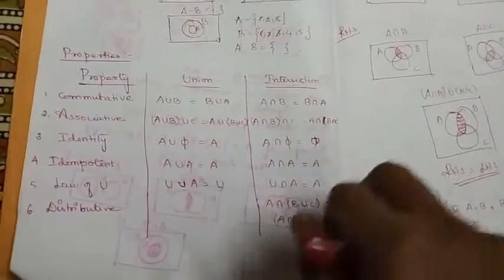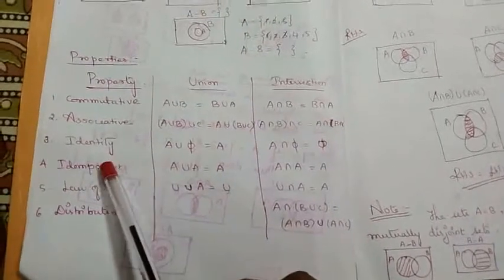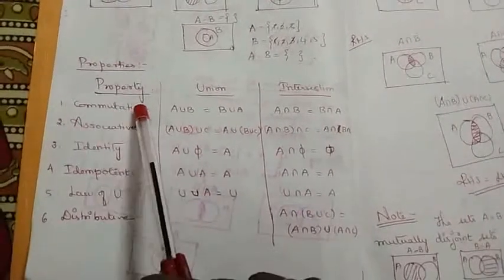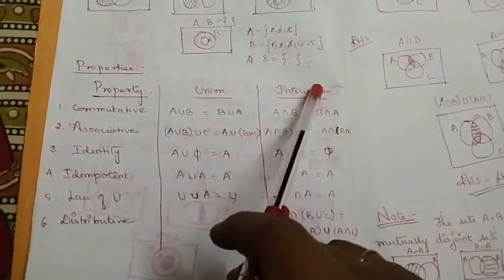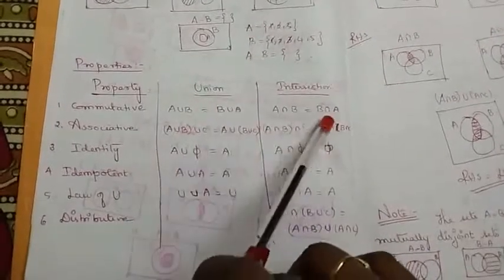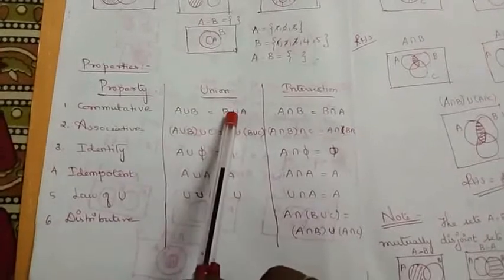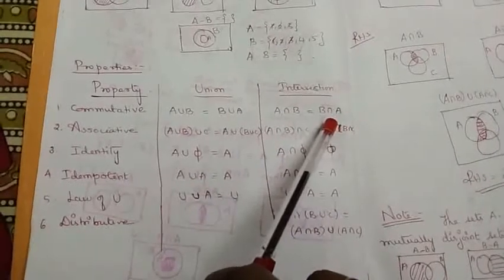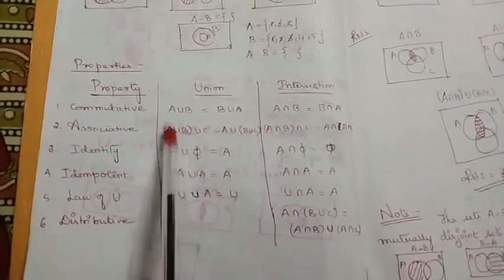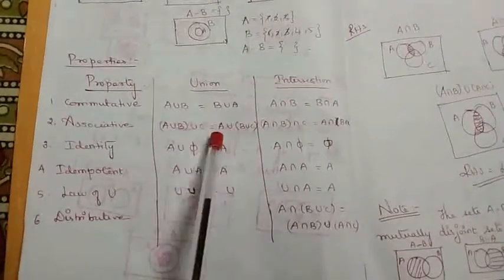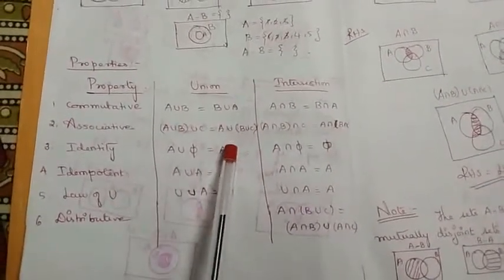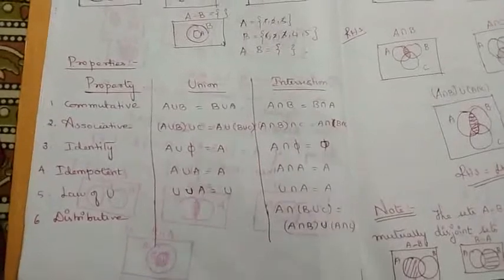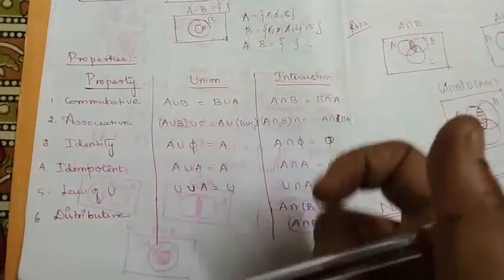Then we have seen certain properties: commutative, associative, identity, idempotent, law of universal set, then distributive. Commutative is between two sets, union and intersection. Both union and intersection are commutative, which means A union B is the same as B union A. Similarly, A intersection B is the same as B intersection A. Associative is with three sets: A union B union C is equal to A union B union C, grouped in any way. Similarly, A intersection B intersection C is the same however grouped. Right? It can be taken in any order.